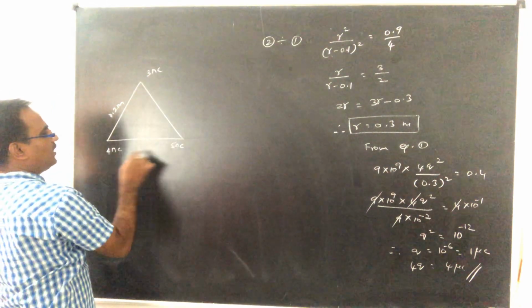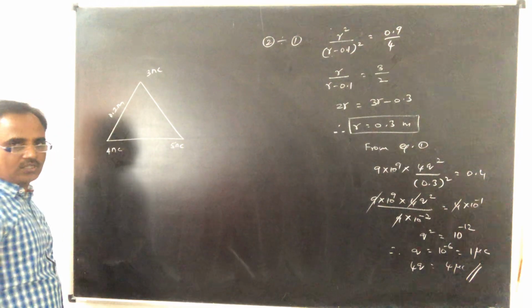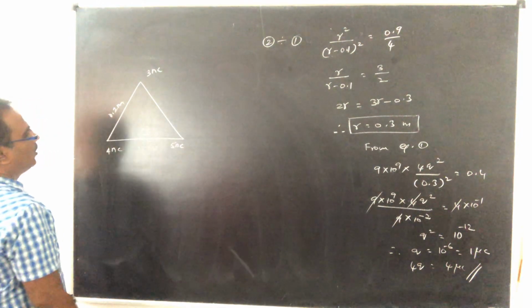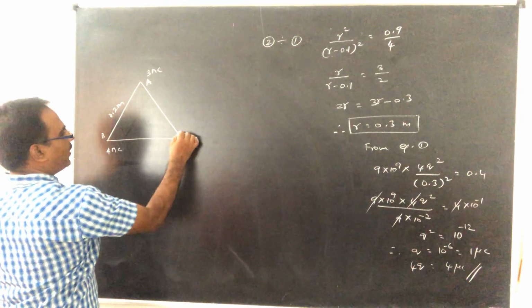So out of these three, this is the largest charge. So you are asked to find the force on this charge, magnitude and direction of force. So I take this point as A, this point as B and this point as C.